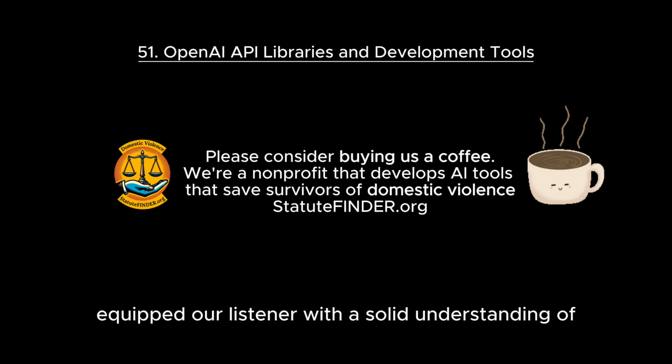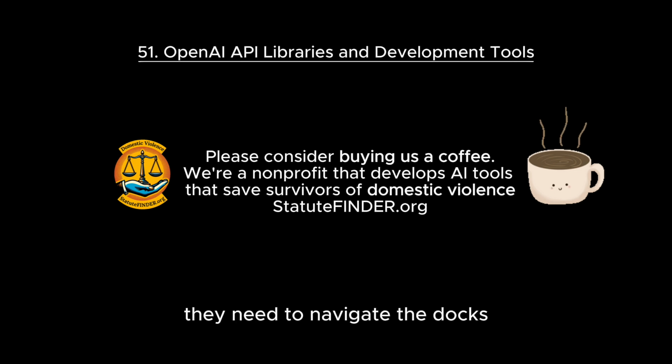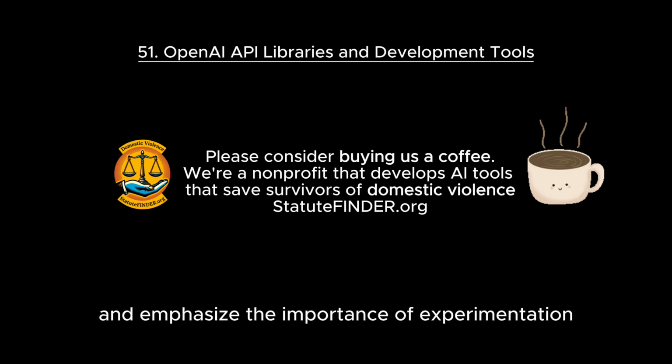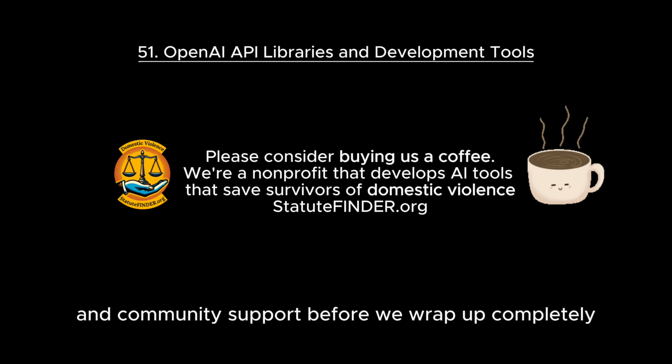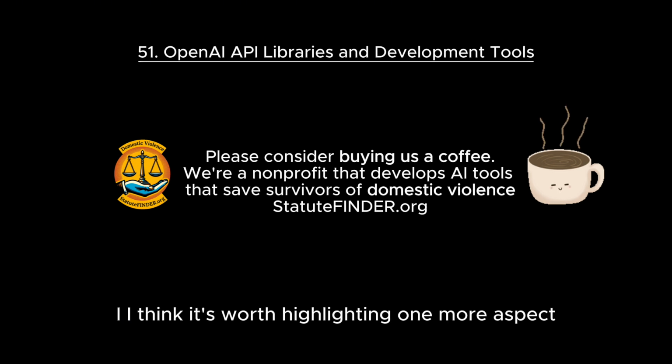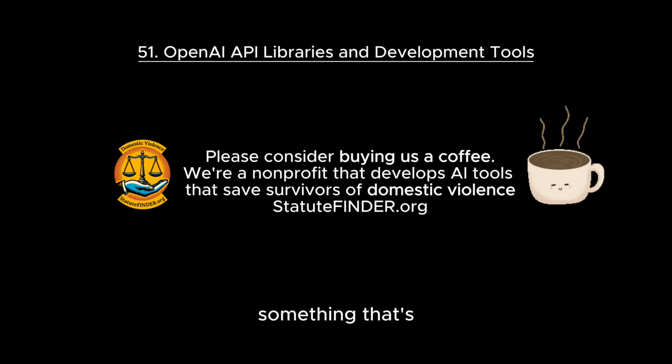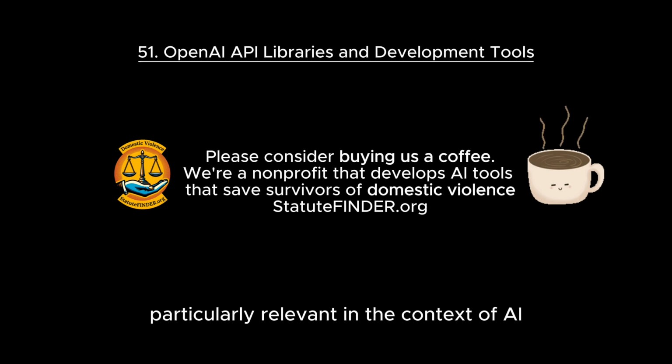I feel like we've equipped our listener with a solid understanding of the key concepts and strategies they need to navigate the docs with confidence. I agree. We've covered a lot of ground, from understanding the role of libraries to demystifying the API reference and emphasizing the importance of experimentation and community support. Before we wrap up completely, I think it's worth highlighting one more aspect of the OpenAI documentation, something that's particularly relevant in the context of AI.